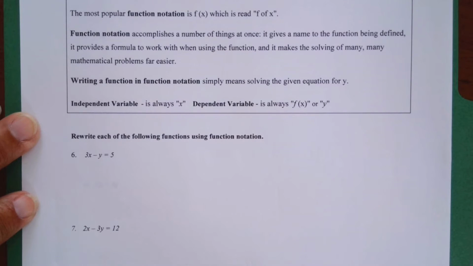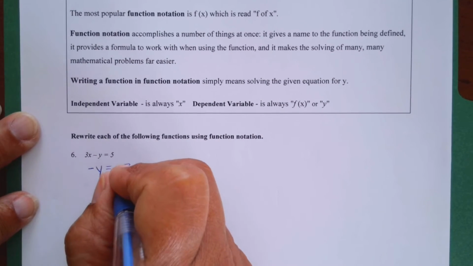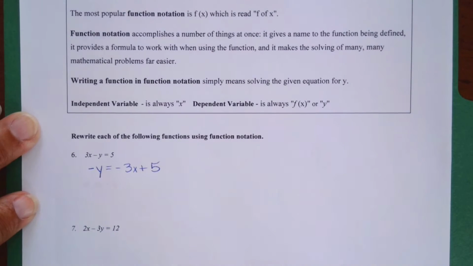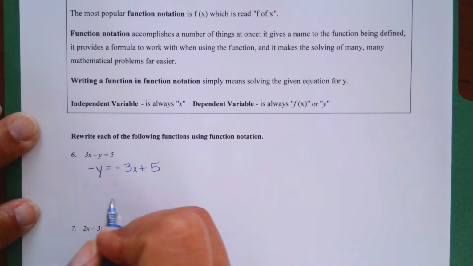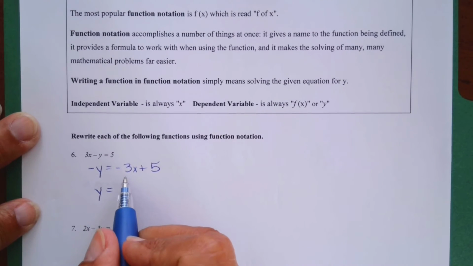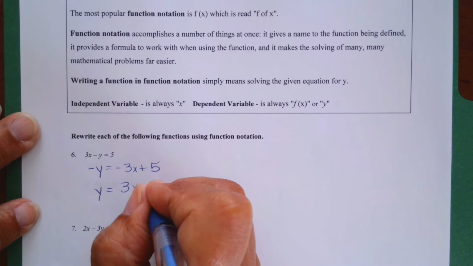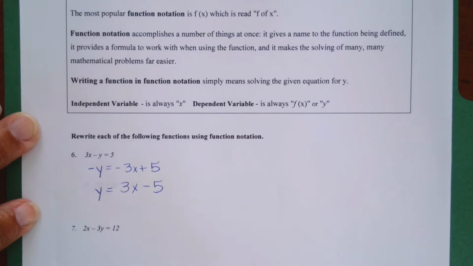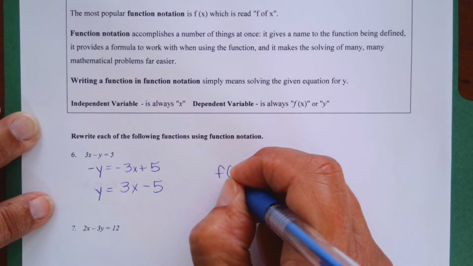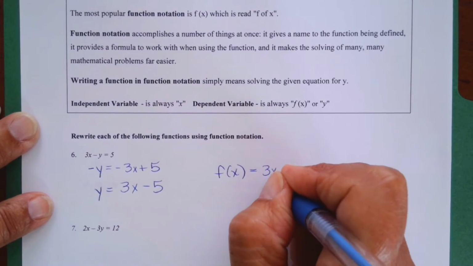Okay. All right, so let's solve number 6 for y. The first thing I'm going to do is subtract the 3x over to the other side. So leave the negative y there. It gives me negative 3x plus 5. Moving the 3x over, remember it becomes negative. And now you're going to divide everything by negative 1. So negative y divided by negative 1 is y. Negative 3 divided by negative 1 is positive 3, and 5 divided by negative 1 is negative 5. All right, so that's solved for y. So function notation would be to replace this y with the function notation. So f of x equals 3x minus 5.